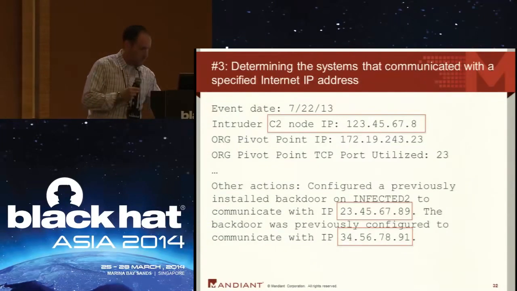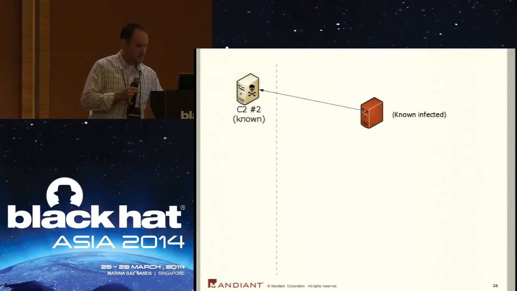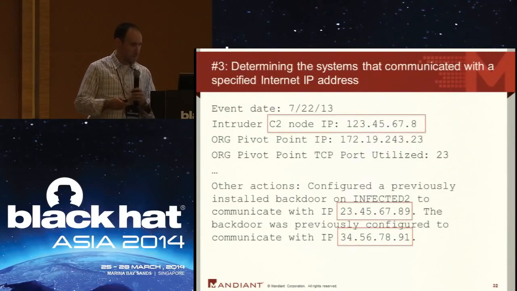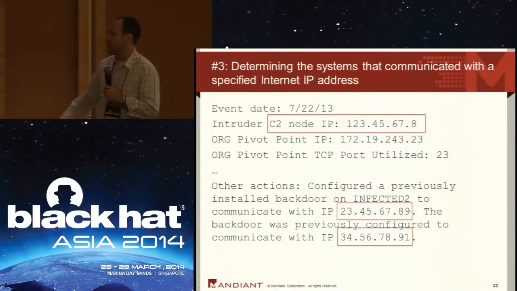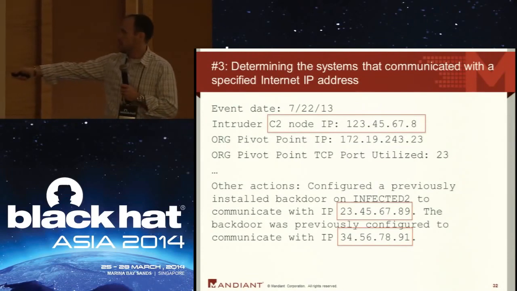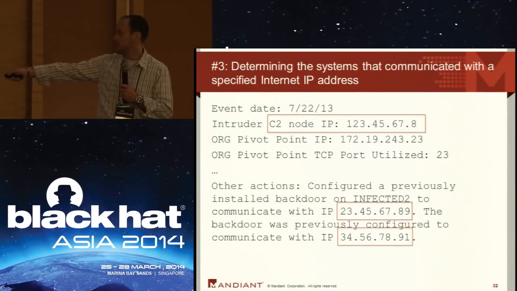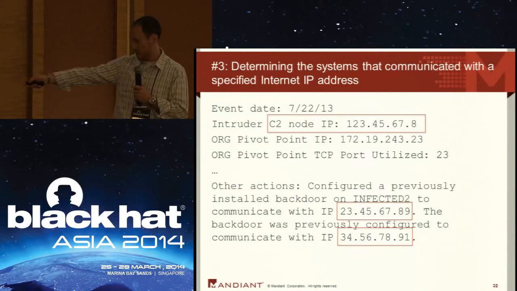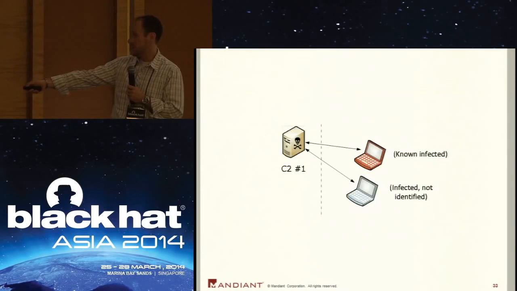So next, determining the systems that communicated to a specific IP address. So 3 pieces of information on here that are important are: the attacker C2 node was 1.2.3.4, and then on this day, the attacker reconfigured this other backdoor. So this backdoor was originally communicating with this address, and then he configured it to communicate with this new address. So 3 pieces of information.